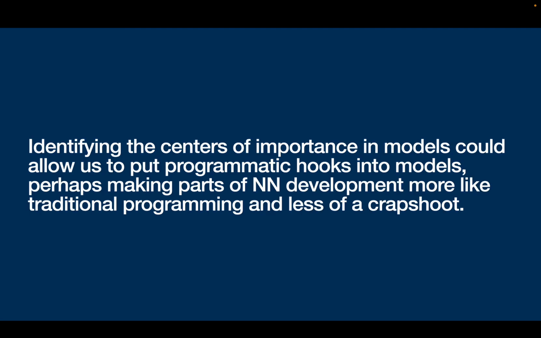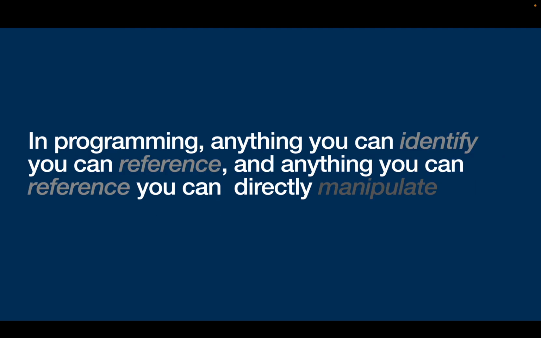Identifying those centers of importance, and here's the real kicker, could allow us to insert programmatic hooks, and we could functionally update or modify these models in a more deterministic way, if we could get in there and see what's happening. In programming, anything you can identify, you can then reference, you can put into a variable, and then anything you can reference, you can manipulate. So if we can identify the structures in these models, we can put them in a variable, put them in functions, and control the model more. That's the vision here. So why do we think of these models as a black box?